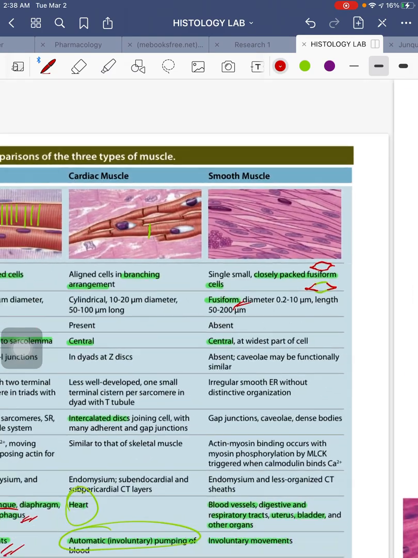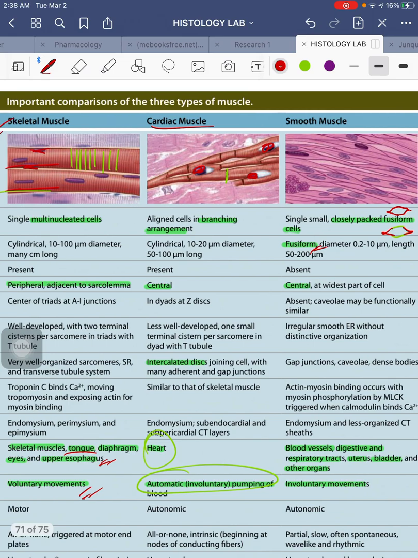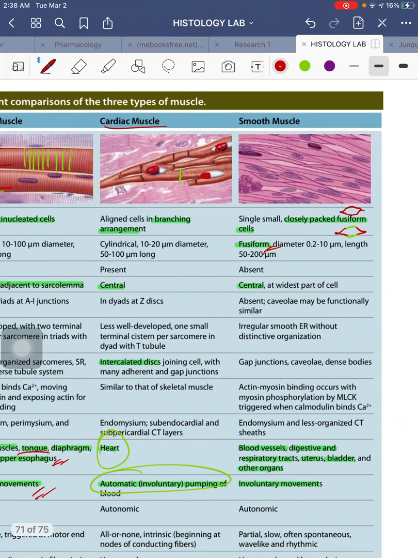That's how they're characterized. And by the way, for cardiac muscle also, the nuclei are found in the center. Whereas remember in your skeletal muscle, it is found in the periphery. And then smooth muscle is also still the same. It's found in the center.